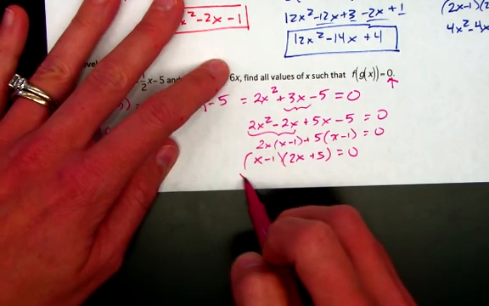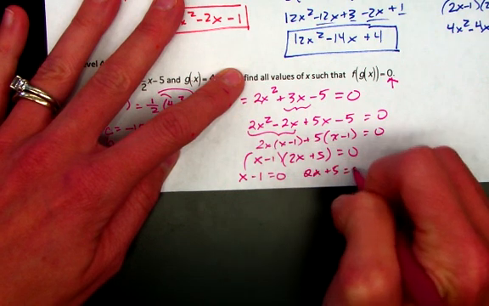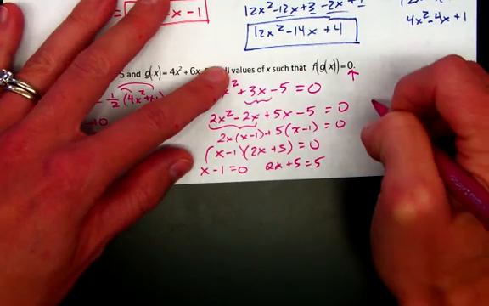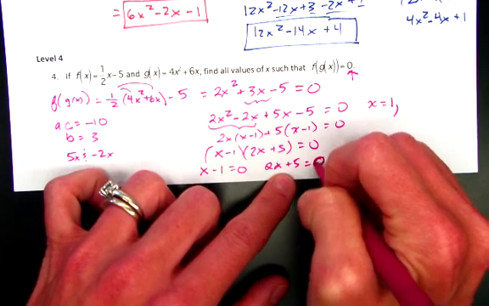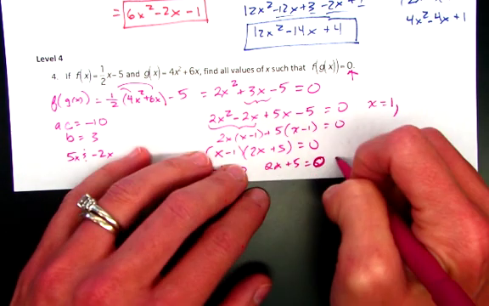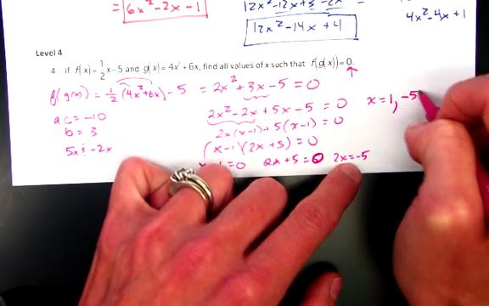Zero product property: x minus 1 equals 0, 2x plus 5 equals 0. And so I end up with x can be 1, or, if I subtract 5, 2x equals negative 5. So then x could be negative 5 halves.